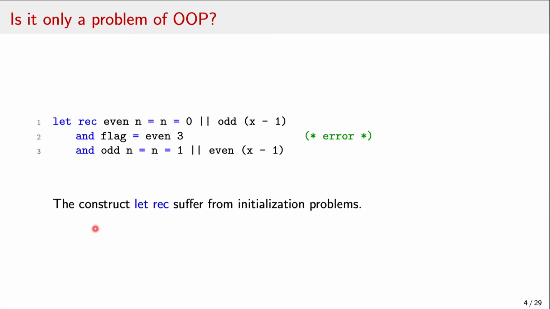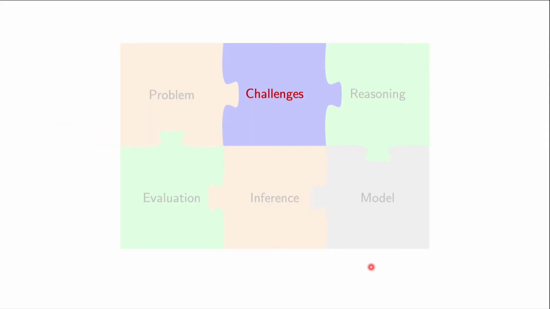Initialization problems also exist in functional programming. In functional programming, there is the famous construct for creating mutually recursive bindings, letrec. Mutually recursive bindings also suffer from initialization errors, as this piece of OCaml code demonstrates. We have seen that safe initialization is a common problem in programming. But what makes the problem challenging?